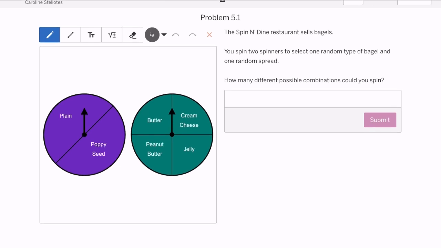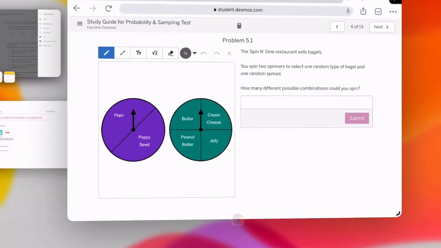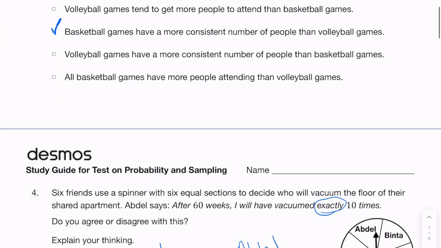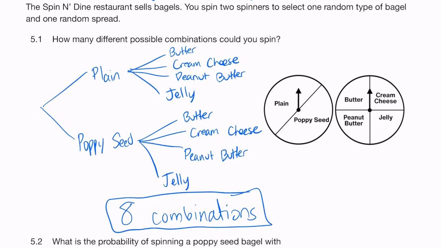Okay, here is a good opportunity for you to write stuff down on a piece of scratch paper. I'm just going to pull up here because I also did the paper version of this. And this is what you want to create to answer this question: a probability tree or some other way of representing all the different combinations. So we can get a plain or a poppy seed bagel, and then we can get plain with butter, plain with cream cheese, plain with peanut butter, plain with jelly, poppy seed butter, cream cheese, peanut butter, jelly. So there's 8 possible different combinations.